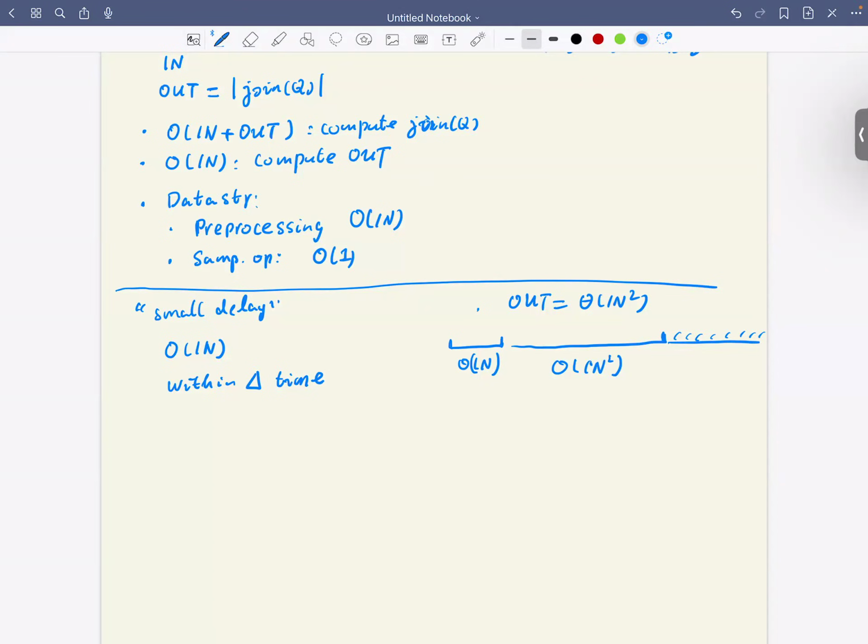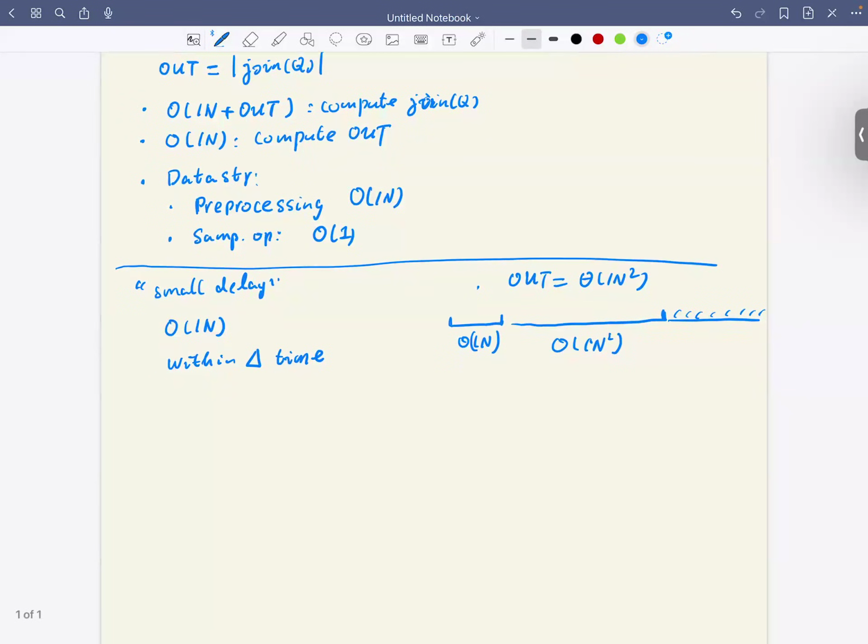But this is to say not every algorithm that promises to do in plus out will necessarily be able to achieve small delay, because an algorithm can behave like this. Just so you know. Okay, so in this case, if you look at my diagram here, what will be the delay?